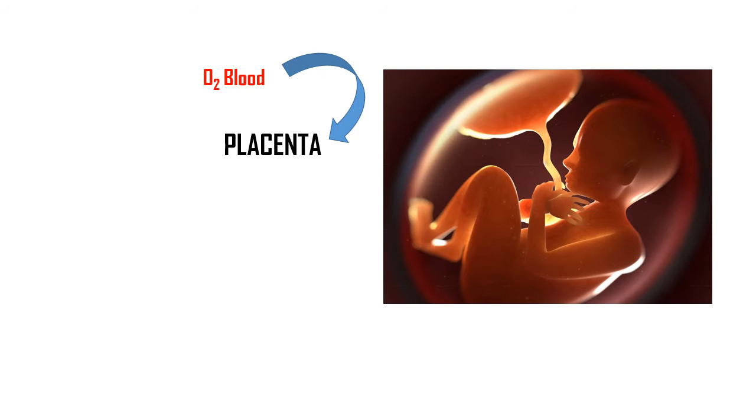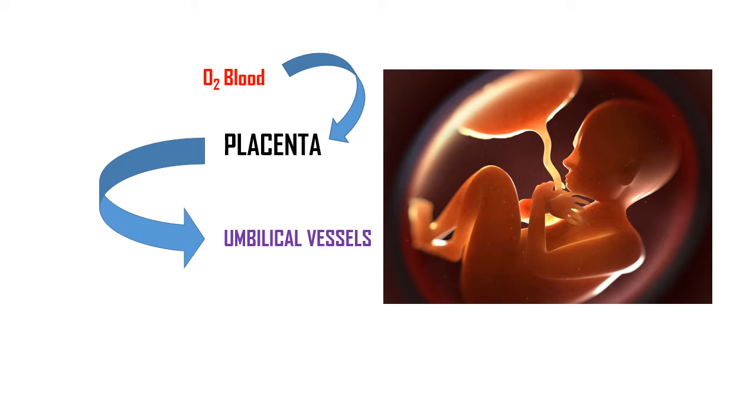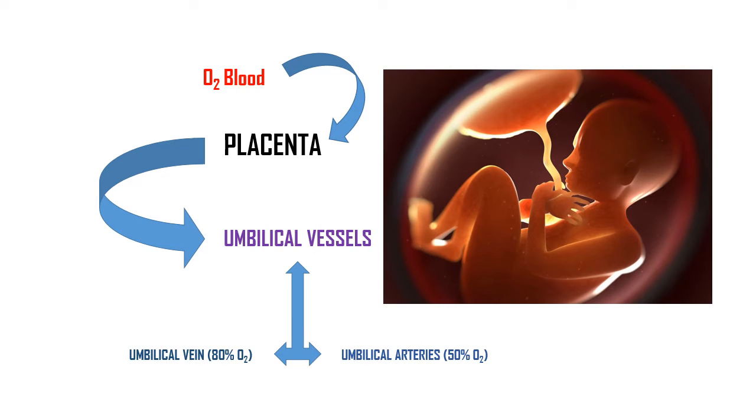We need oxygenated blood for the better growth and development of the fetus. So we get the blood from the placenta, from the maternal blood supply. The maternal blood goes through the placenta to the umbilical vessels, and through the umbilical vessels it enters into the fetal circulation. The umbilical vein supplies about 80% oxygen to the whole body.